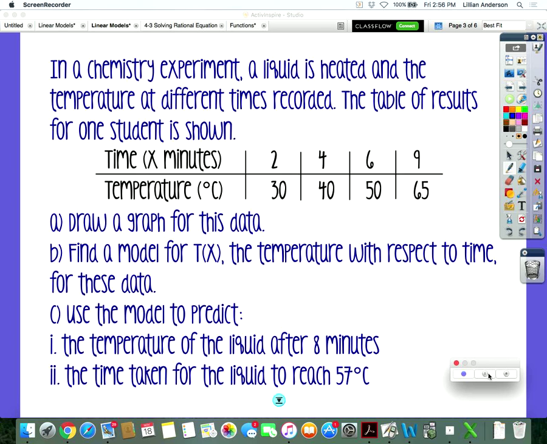So for this one, we are going to graph this data. Now, this is always nice when the data is kind of given to us instead of us having to find it ourselves, because then we can scale it accordingly. Okay? So let's graph this data. What's going to be on our horizontal axis, on our x-axis? Time in minutes, and then on our y-axis, the temperature. Okay, so we can go ahead and label that.